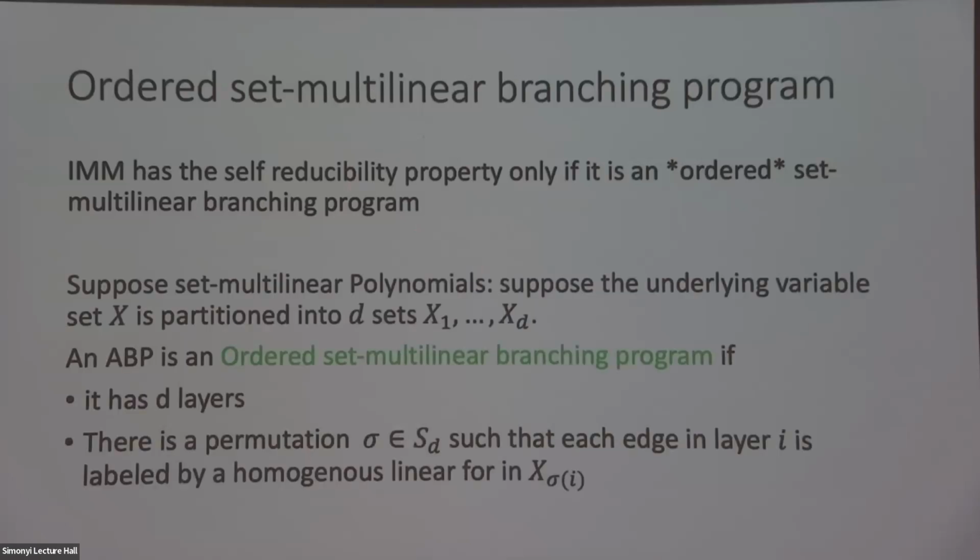So I can define this other model, the ordered set multilinear branching program. So your polynomial has d sets of variables. If your branching program has d layers and there's a permutation on those d sets of variables, and the ith layer only contains variables from the ith set of the permuted order, that would be great if our hard polynomial lies in this model.